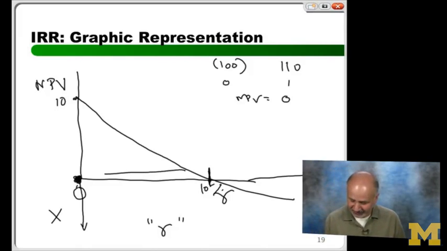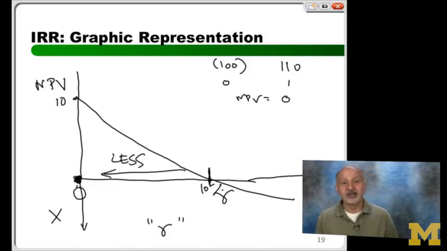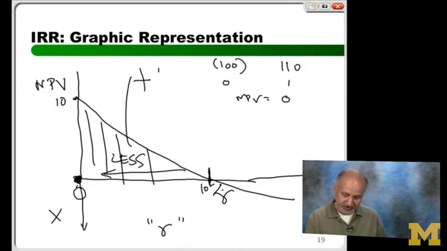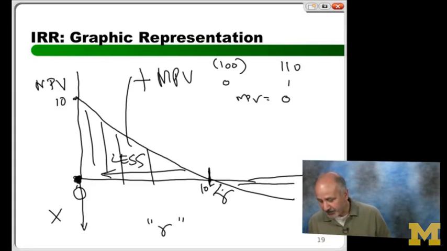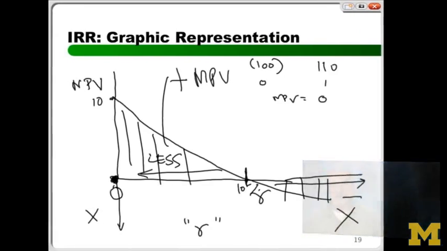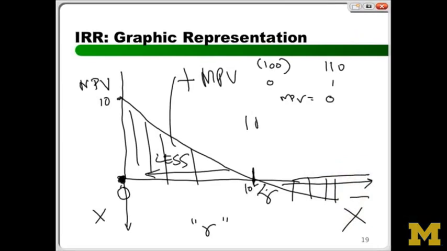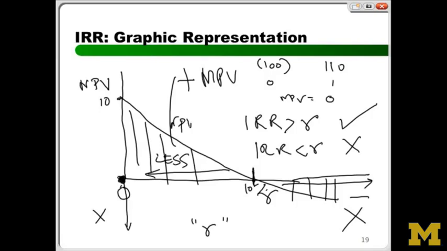So look what happens. If other people are making less, is this project valuable? Answer is yes. This is positive NPV. However, if other people are making more, which direction am I going? Negative NPV. So the rule of thumb is very obvious here. If IRR is greater than R, yes. If IRR is less than R, no. But the tragedy of this rule is what? I'm choosing this to be a yes only because NPV is positive. Why am I saying no? Because here NPV is negative.